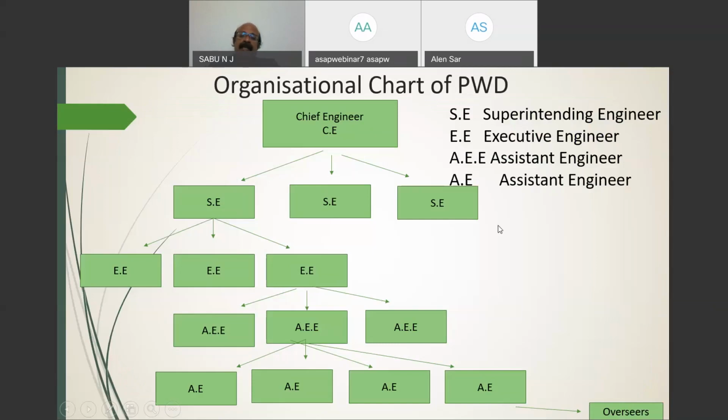Okay, the next topic is the organizational chart of the PWD. We have discussed the preliminary function, that is planning, and we have discussed the different types of planning, the preliminary planning and the construction planning, and finally we will discuss the detailed construction planning in the next chapter. Here we will discuss another important function of construction management, that is organization.